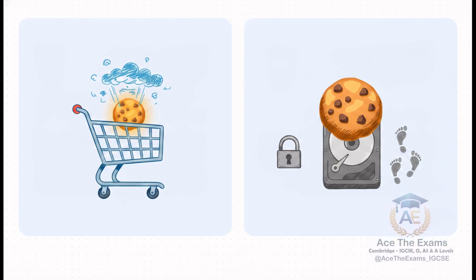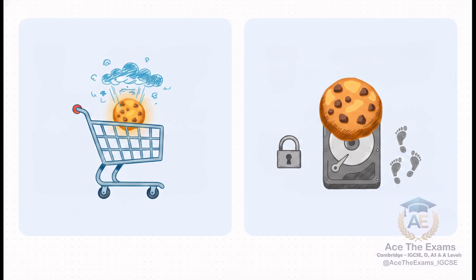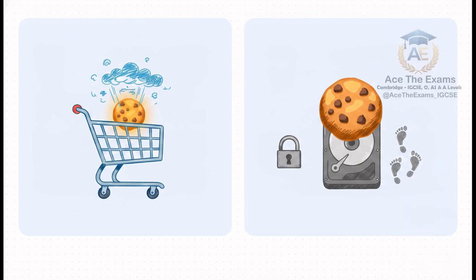Persistent cookies, however, are a different story. They stay on your hard drive until a set expiry date. They essentially serve as a longer-term memory for the web, remembering your passwords and, yes, tracking your browsing habits across different sites to serve you targeted ads.